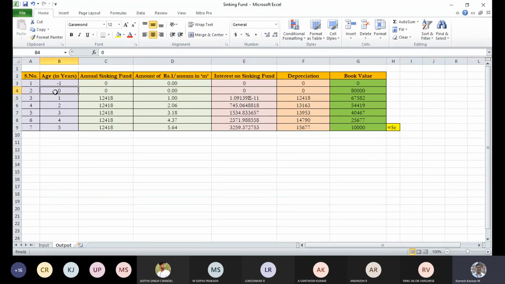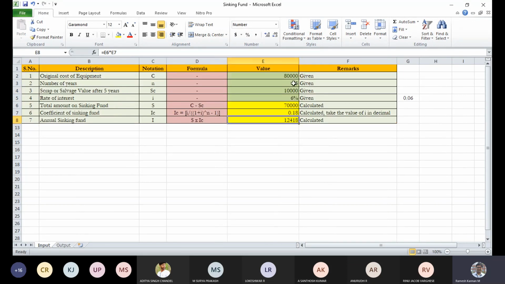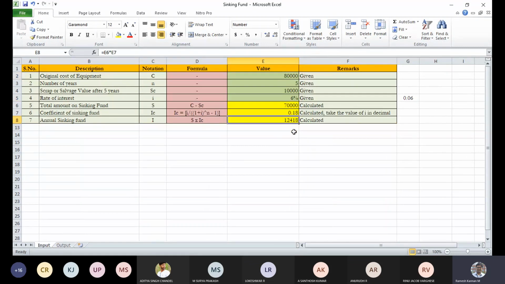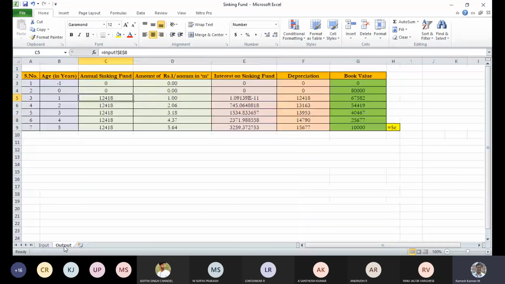Remember that for the 0th year, the annual sinking fund will become 0, the accumulation amount of one rupee is also 0, interest on sinking fund will be 0, depreciation will be 0, but the book value will be the original cost, so the 80,000, right? This will be from the input E2, which is 80,000. And finally, for the first year, we calculate the annual sinking fund of 12,418, and this is constant throughout.